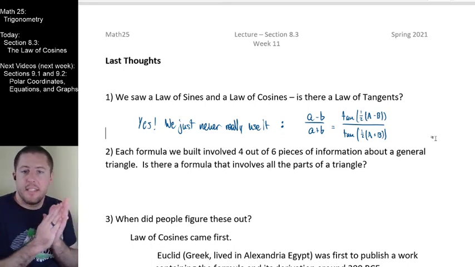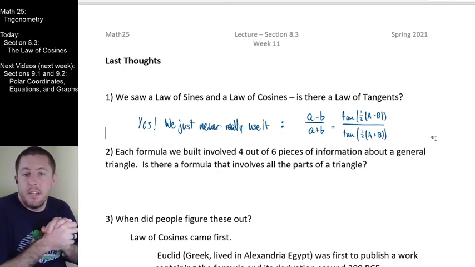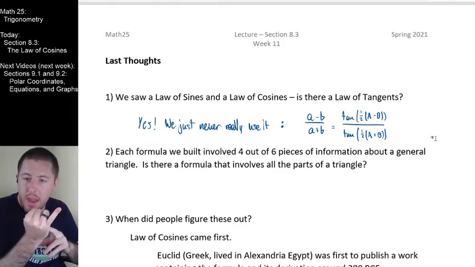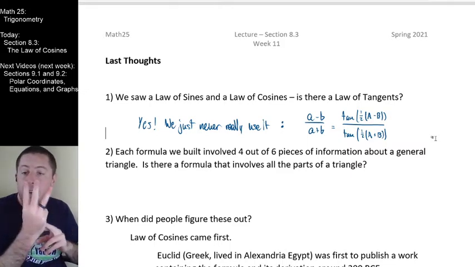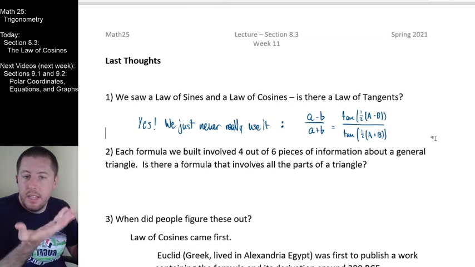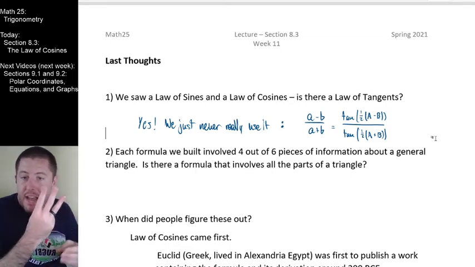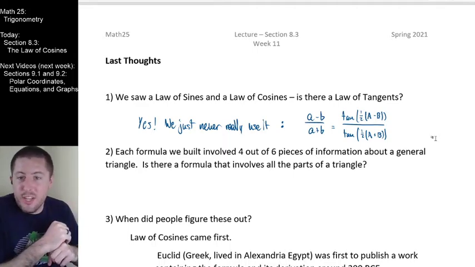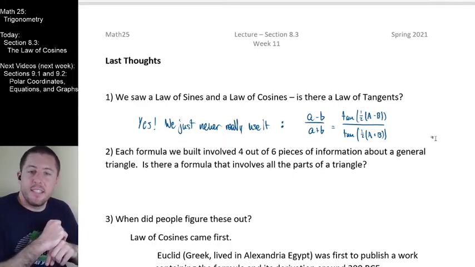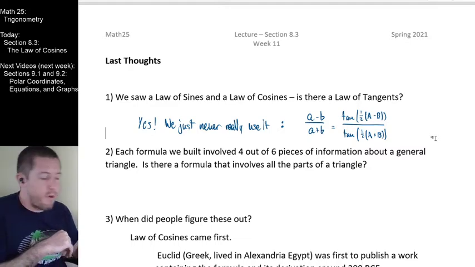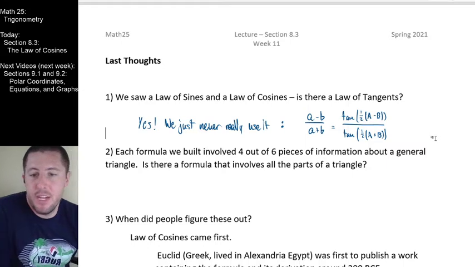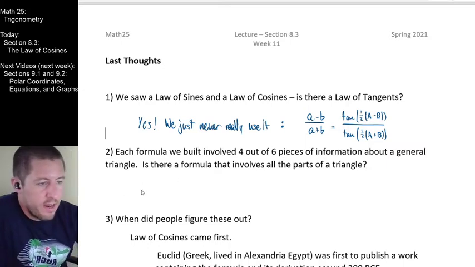The other question that we should ask is this. Each formula that we have built involved 4 out of 6 pieces of information from a triangle. Law of sines and law of tangents both involve 2 sides and 2 angles. Our law of cosines involved 3 sides and 1 angle. Is there a formula that involves all 3 sides and all 3 angles? And it turns out, yeah. Similar to our question number 1, the answer is yes, but we just never really use it because it's algebraically much more difficult, and it's rarely the case that you're going to know 5 out of 6 pieces of information and need to struggle to find the sixth.